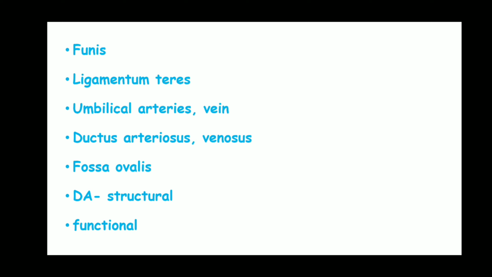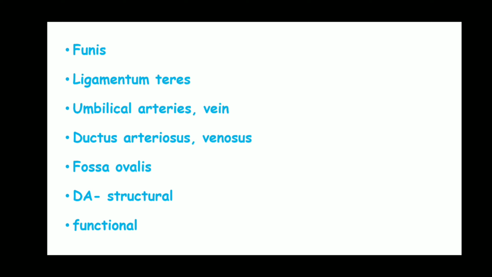Ligamentum teres is the rudimentary form of your umbilical vein. After the birth of the baby or the fetus, once it comes out of the womb, this fetal circulation structure will be changing, right? The umbilical vein is no more there, and it changes to ligamentum teres. It's the round ligament of your liver. There are 2 umbilical arteries and 1 umbilical vein.